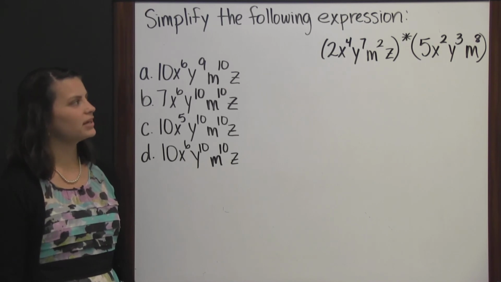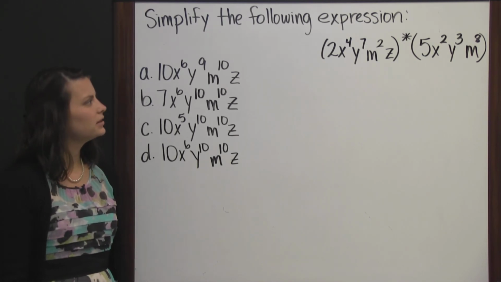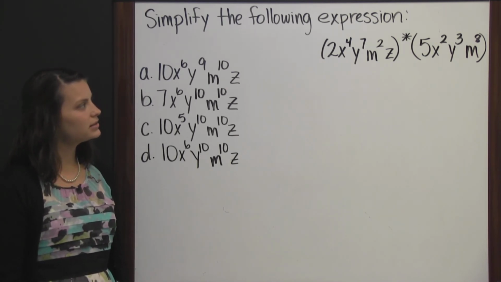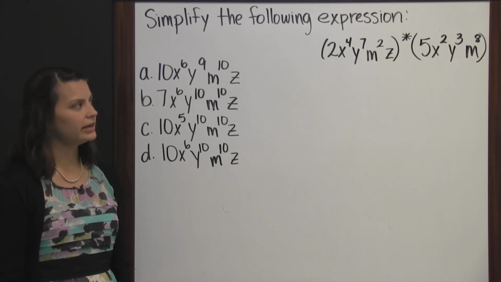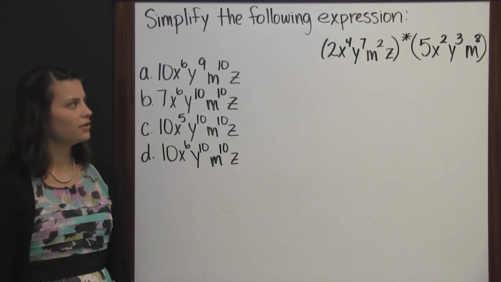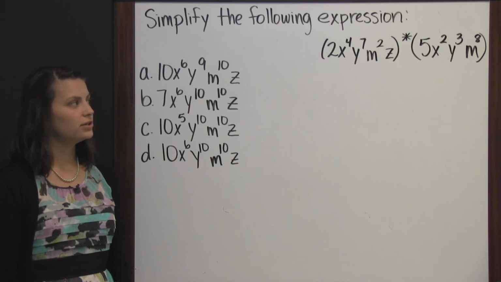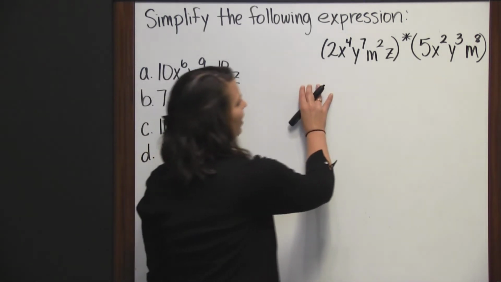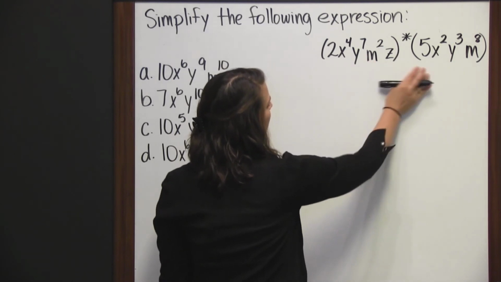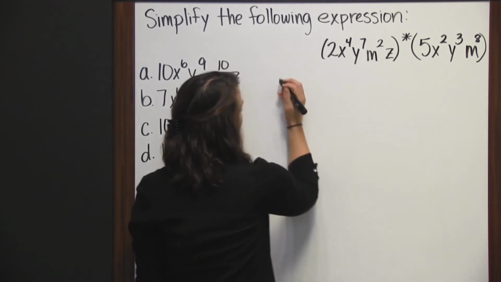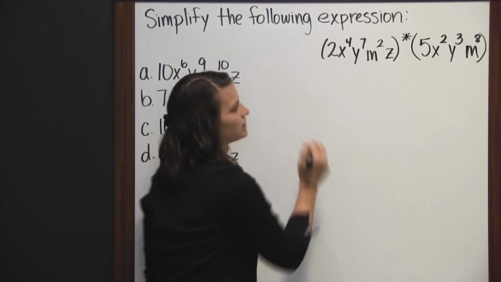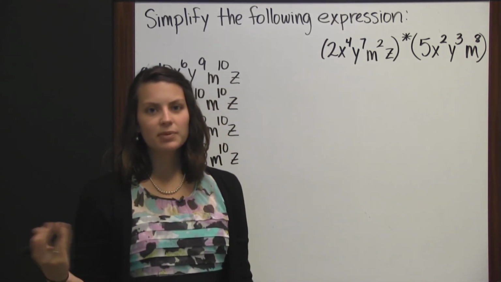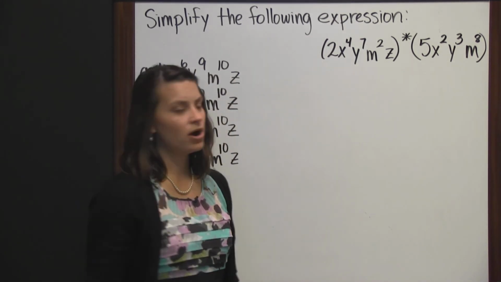Simplify the following expression. 2x to the 4th, y to the 7th, m squared, z times 5x squared, y cubed, m to the 8th. I'm going to start by multiplying my like terms together. So I can rewrite this. It's multiplication, so you can multiply in any order you want.